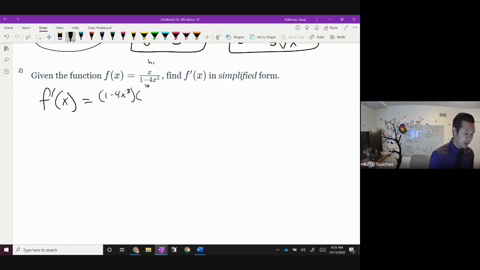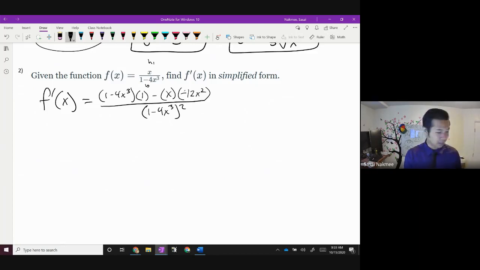D high, derivative of x, is just 1, minus high x times the derivative of the low, which is going to be, looks like the derivative of 1 is just 0. Derivative of negative 4x cubed is going to give me negative 12x squared, I believe. And this, of course, is all over low low, which is 1 minus 4x cubed squared. The whole thing in the low getting squared, right?